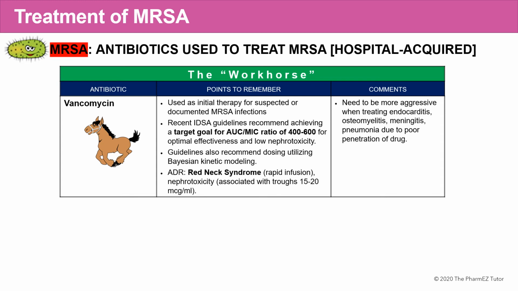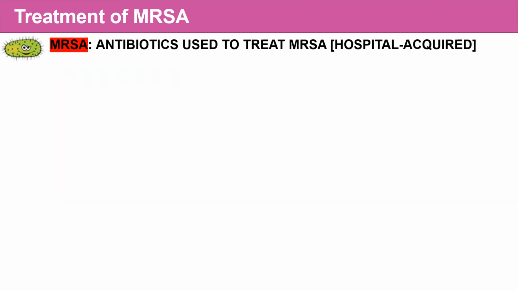Now we'll talk a little bit more about vancomycin dosing in a separate lecture series on pharmacokinetics. One other comment about vancomycin is that we do need to be more aggressive when we're treating more severe infections such as endocarditis, osteomyelitis, meningitis, or pneumonia due to poor penetration of the drug. Now, the second tier after vancomycin includes 3 antibiotics that I would recommend to use in different clinical situations.